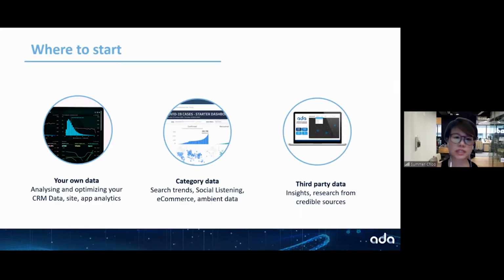Now, if you don't have access to that data, you can also look at category data. For example, you can look at search volume, Google Trends, or do social listening. You can work with your e-retailers like Lazada, Shopee or Zalora to get more information regarding seasonality, basket mix, and index of sales versus other brands in the same category. And obviously, there's always third-party data. People like Mobilewalla, people like us, will be able to provide more insights and research based off more credible sources. Now, I'll give you an example.